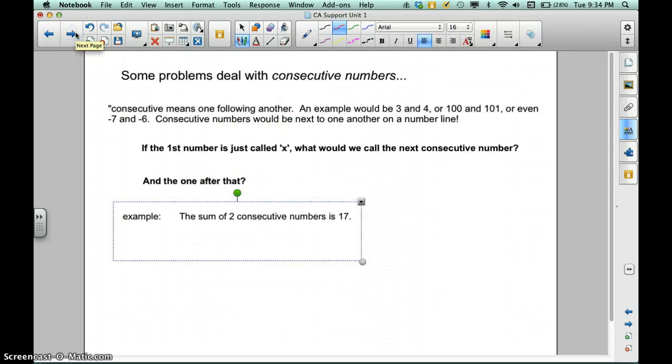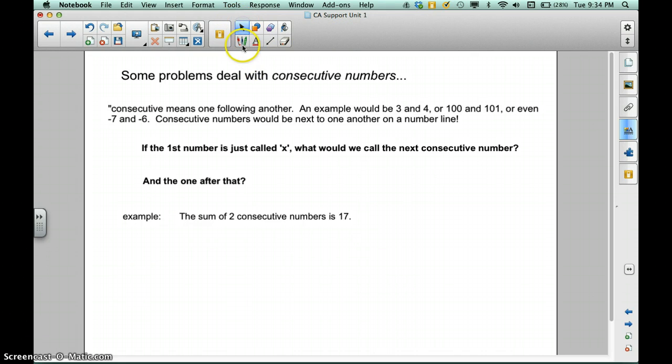The last thing that I want to talk about is that some problems deal with consecutive numbers. Now you might not know what consecutive means. So consecutive means one following another. An example would be 3 and 4 or 100 and 101. So it's just a fancy word for one number after another. Even -7 and -6, negative numbers can be consecutive too. Consecutive numbers would be next to one another on a number line.